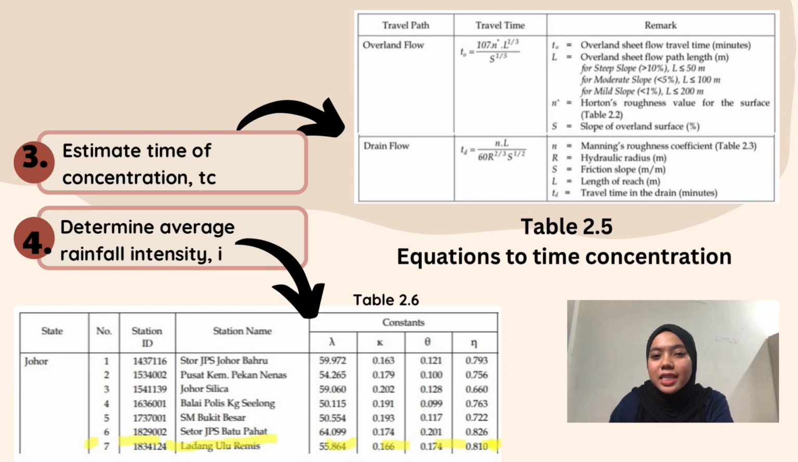The third step is estimate time of concentration, estimate overland flow time, and refer to table 2.5, which is the equation for the time of concentration. We need to estimate flow times for all other flow components within the subcatchment, such as curb and gutters, pipe and channel. The next step is determine average rainfall intensity. We need to calculate I for design ARI and duration equal to the time of concentration from IDF data for the area of interest. Refer to table 2.6 and the formula below table 2.6.1.